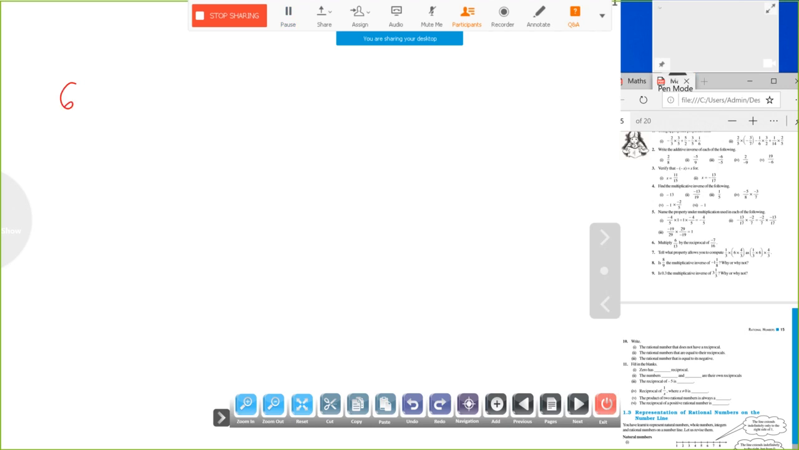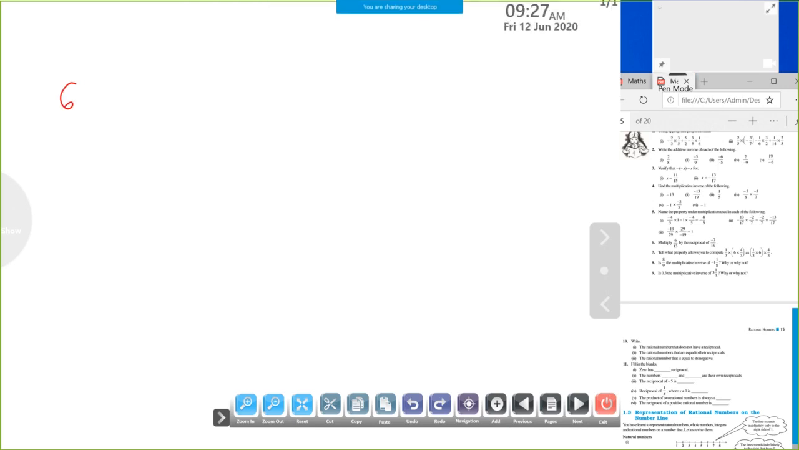Multiply, question number 6. I hope all of you have your textbook with you. Look at question number 6. Multiply 6 by 13 by the reciprocal of minus 7 by 16. You have to find the product of 6 by 13 and the reciprocal of minus 7 by 16.